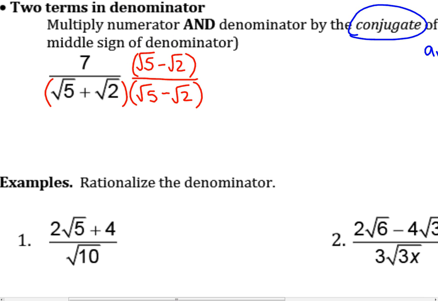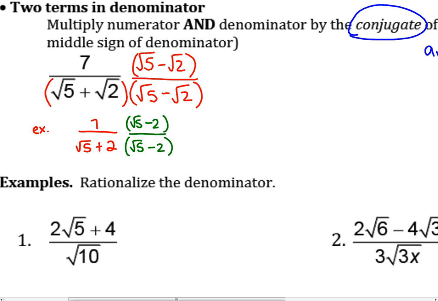What we want to do is multiply top and bottom by the identical denominator, just with the opposite sign in the middle. Whatever's there, top and bottom, even if one of the terms doesn't have a radical. So if I had 7 over root 5 plus 2, only the root 5 is the issue. But because it's a binomial, I would still have to multiply top and bottom by root 5 minus 2. The exact same thing, but opposite sign. That would be its conjugate pair, even if only one of them has a radical. The only way to get rid of the radical is to make it a difference of squares.